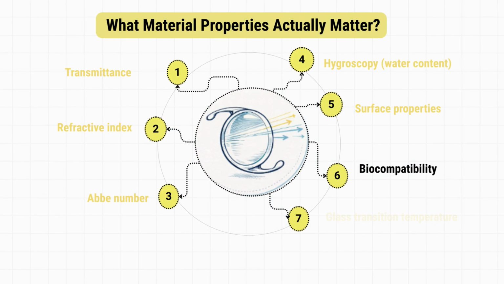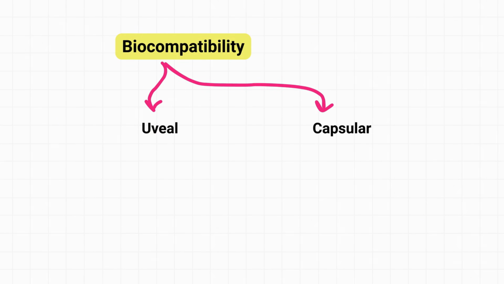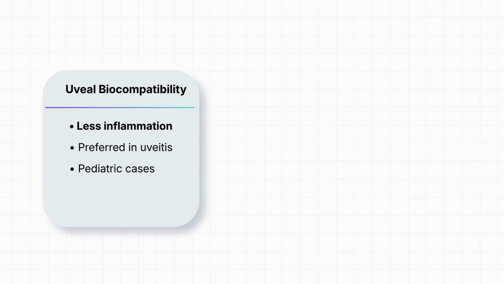The next property that we are going to talk about is the biocompatibility. Okay, so biocompatibility here has two components. An IOL should be biocompatible with the uvea and also with the capsule. If there is uveal biocompatibility, there will be less chances of inflammation because most of the inflammatory cells are coming from where?